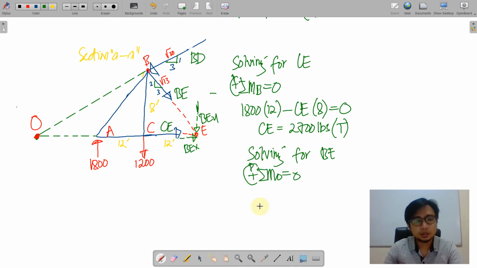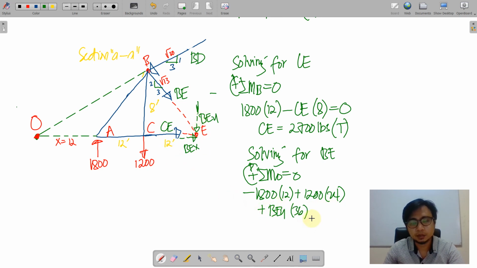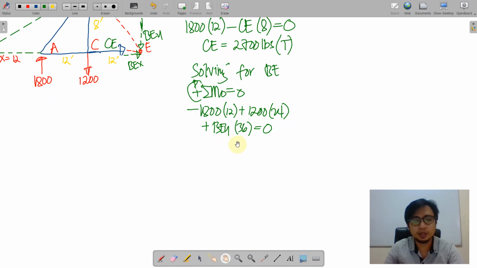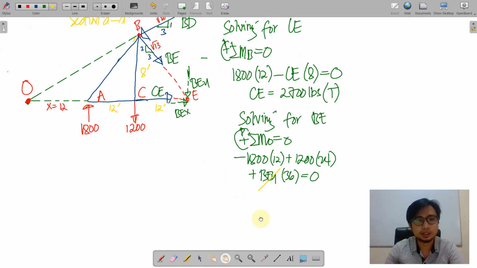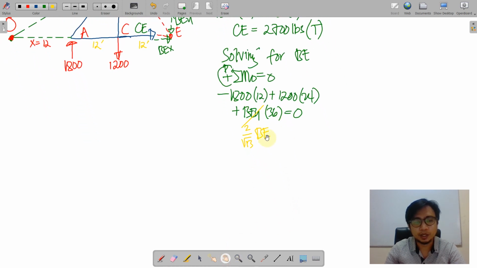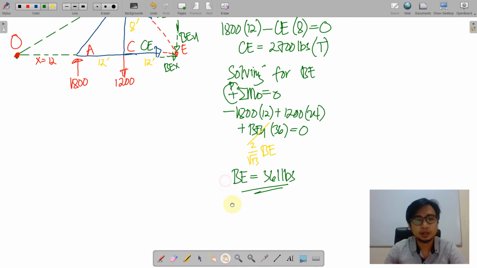Okay, so doing that, summation of moments at O, we have this negative rotation. Note that this distance is 12, so we also place 12 here, plus a clockwise 1, 2 with the distance of 24, plus BEY times 36, and all of this will be equal to 0. Okay, so we solve for BEY in terms of BE. We just write this according to its slope. So what is the slope of BE? The slope of BE is 2 vertical, 3 horizontal, and square root of 13. So we refer to y here. The slope of y is 2. Therefore, this can be written as 2 over square root of 13 of BE. So therefore, BE will now be the single unknown in the equation. BE here is equal to positive 361 pounds.